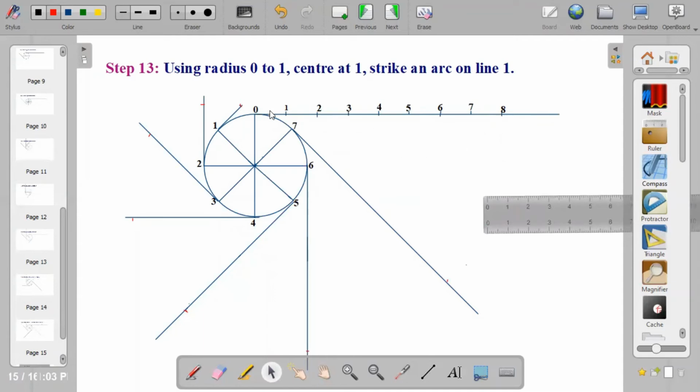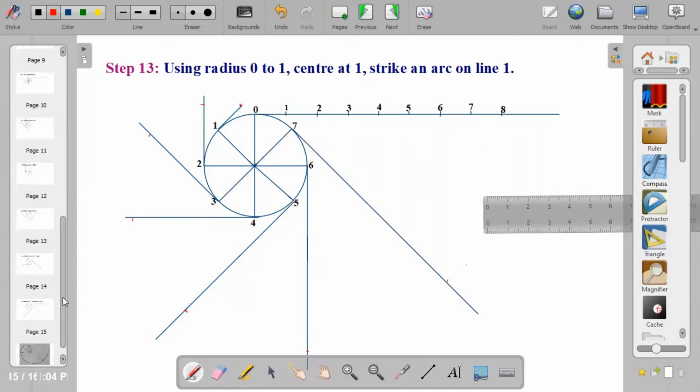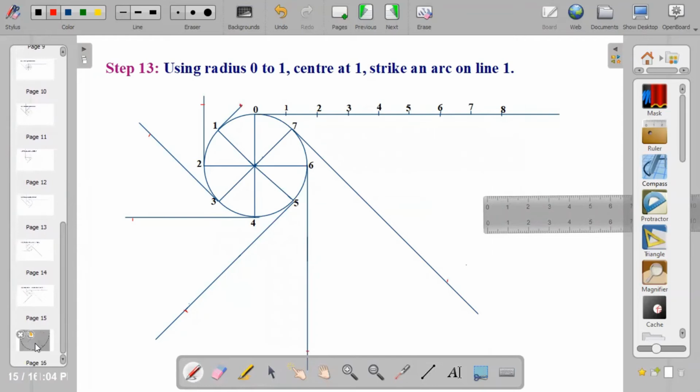So when I'm starting from 0, I will start connecting. You can connect using your French curve. That gives you a smooth curve. So you connect from 0, you join it to 1, you join it to 2, join it to 3, to 4, 5, 6, 7, and you end it at division 8. Make sure you use a French curve in order to get a smooth curve.